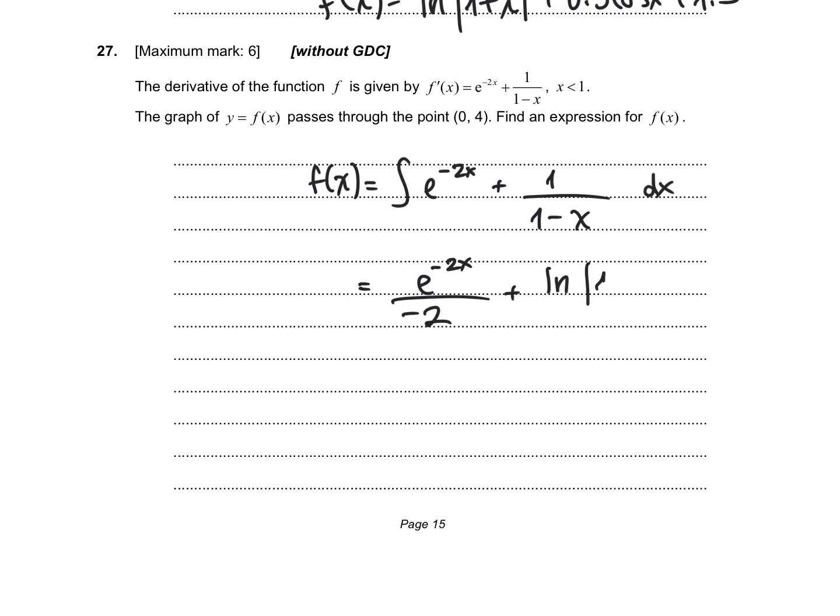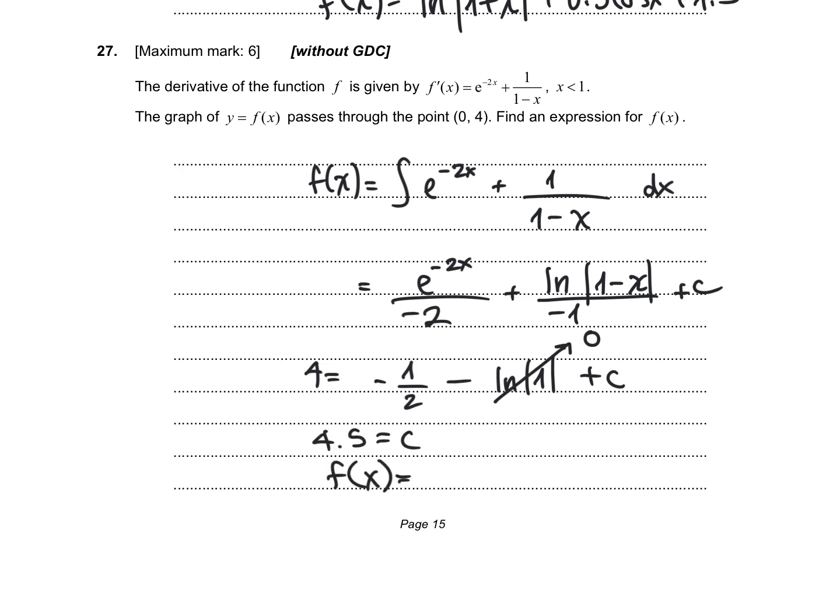This is natural log 1 minus x, and we have to divide by the derivative of the inside function. So now we're going to have 4 equals e to the 0 is 1, so this is going to just be negative 1/2, minus, because of the negative 1 on the denominator, natural log 1 plus c. That's 0. So we're just going to have 4.5 is c. So f at x is negative 1/2 e to the negative 2x minus natural log 1 minus x plus 4.5.